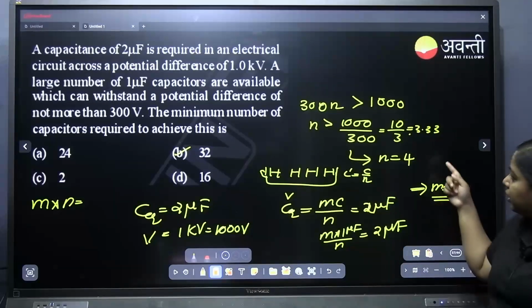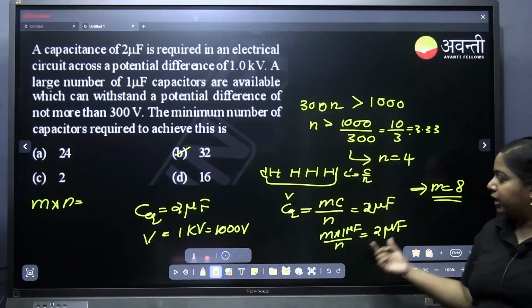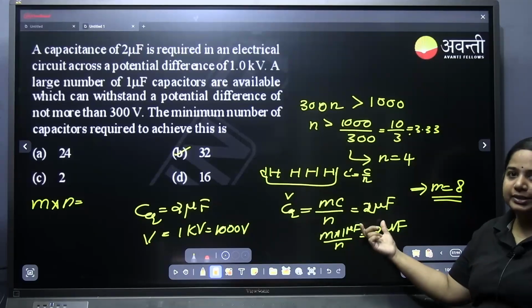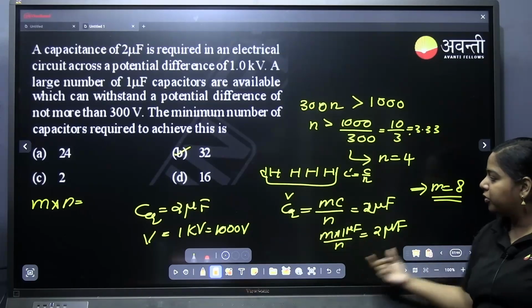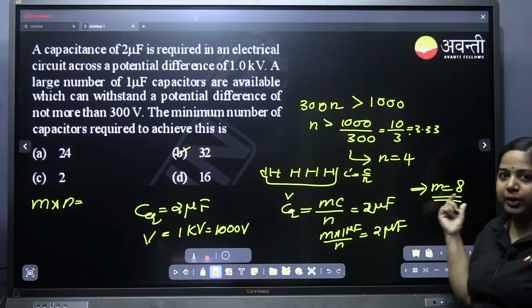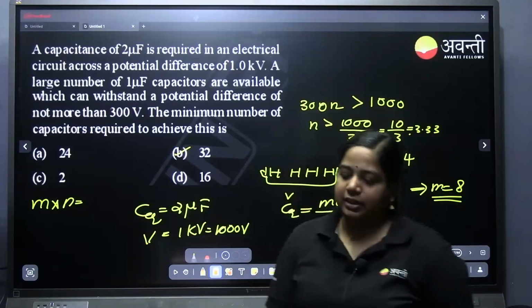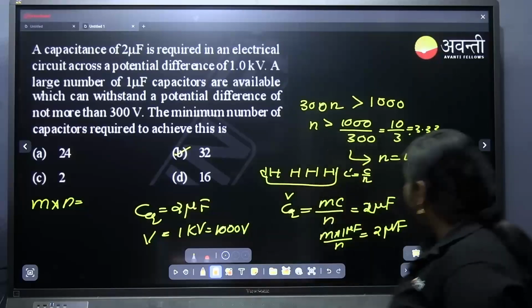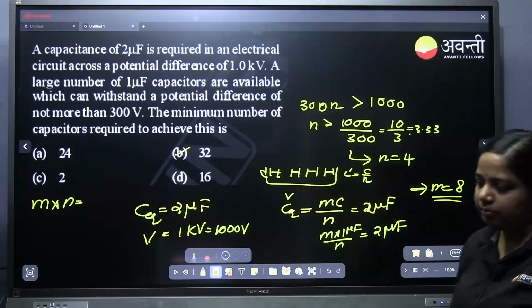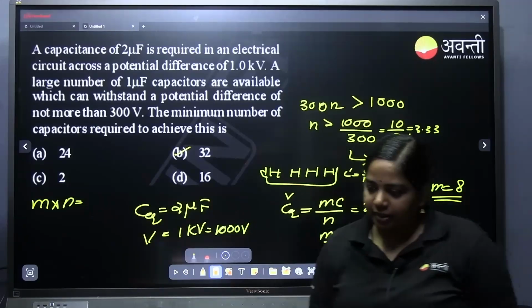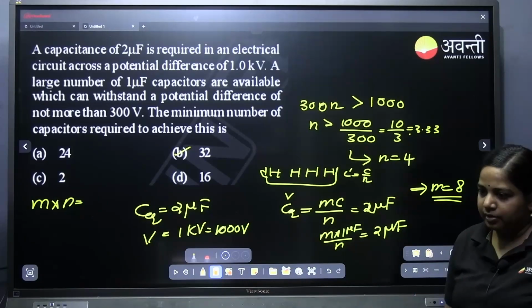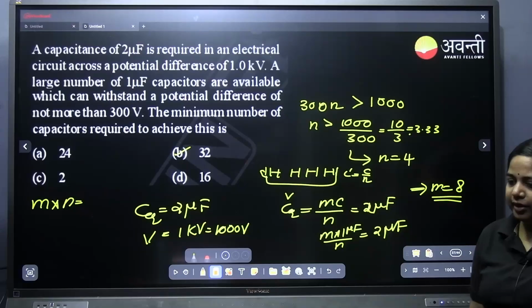Then for rows we need total equivalent capacitance 2 mu F. Substituting there, we will get m equal to 8. Total number of capacitors will be m into n, that is 32. Okay, 4 into 8. I hope everybody understood that. Do you have any doubt?